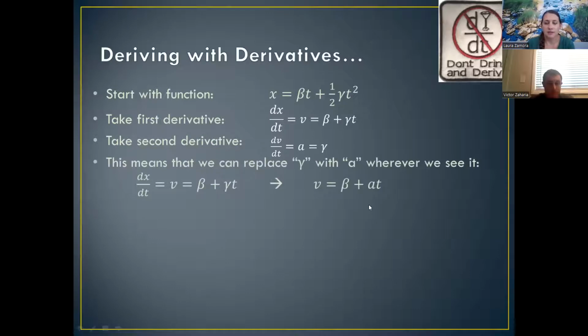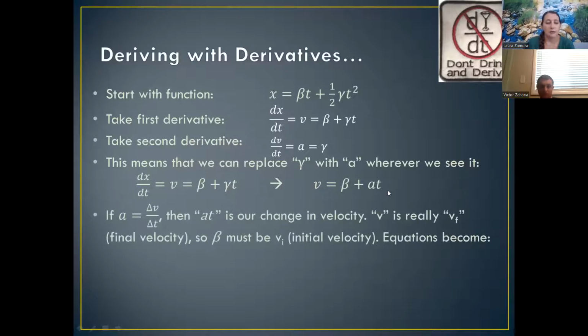So that means that we can replace gamma with a, acceleration, wherever we see it in any of the equations. So in that first derivative equation, beta plus gamma t becomes beta plus at. And if we know that acceleration is the change in velocity over a change in time, then a times t is the change in velocity. So by v, we really mean the final velocity. That's what that variable in our equation is referring to. So that means that beta must be our initial velocity.